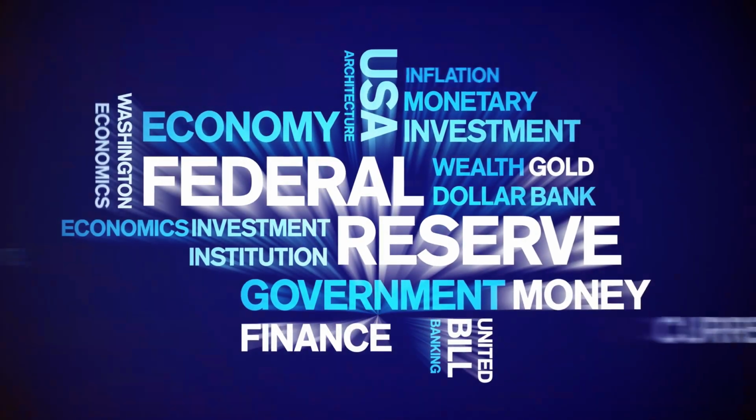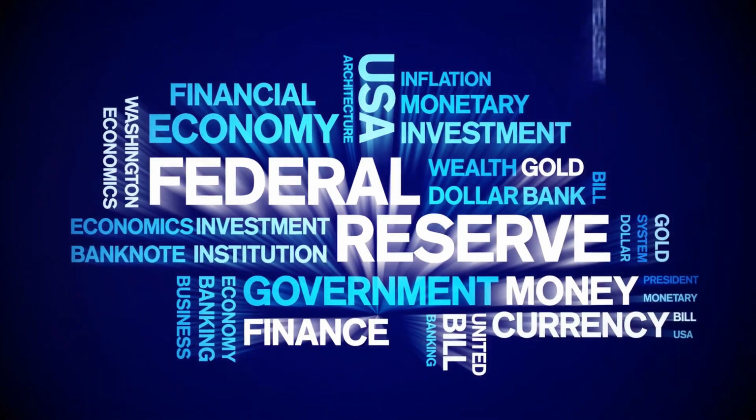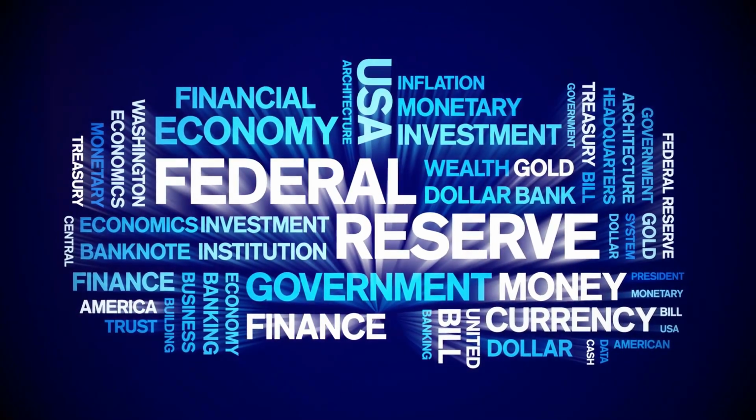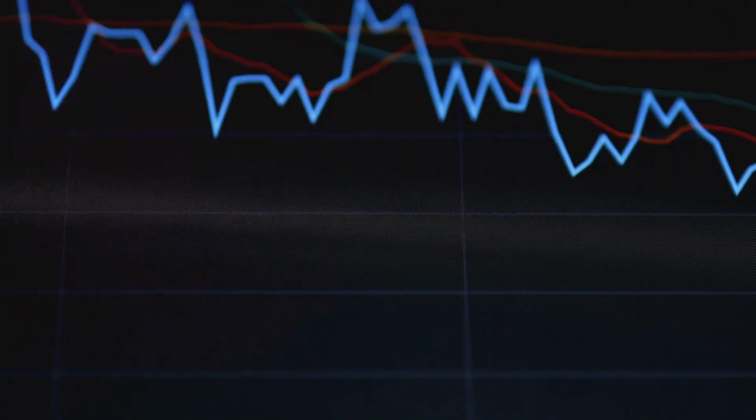I don't think people understand how the U.S. Federal Reserve's interest rate decisions impact day trading. The effects ripple through the economy.